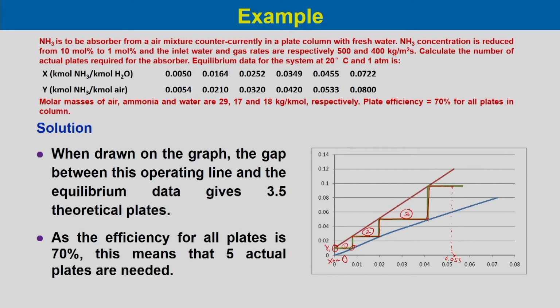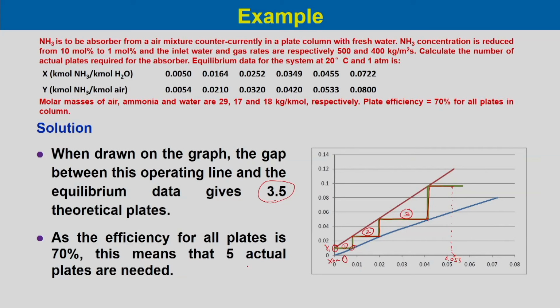Now, as the efficiency of the plate is 70%, so the number of real trays required. Each plate has an efficiency of 0.7, 70% efficiency. The ideal plates divided by 0.7 is the actual plates required to perform this job. So, essentially it will give 5 actual plates needed for this separation. So, this is how we can use the McCabe-Thiele method to calculate the number of ideal plates, and then we can calculate the number of actual plates required for a given job.